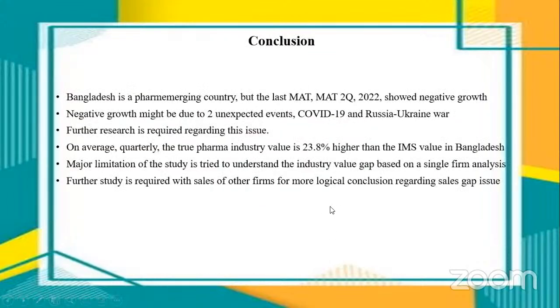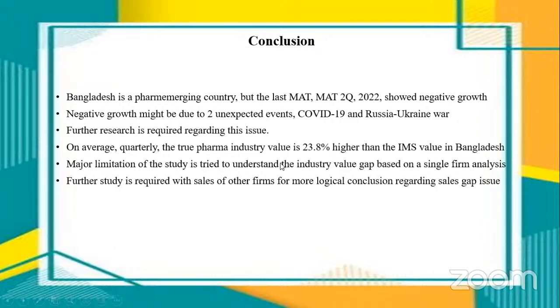Now, conclusion of the study. Bangladesh is an emerging pharma country, but the last month shows negative industry growth, and this happened due to two unexpected events, COVID-19 and the Russia-Ukraine war. But the study claims the Russia-Ukraine war effect is the main reason for the industry's negative growth. Further study is required regarding the war effect in the pharma industry of Bangladesh.